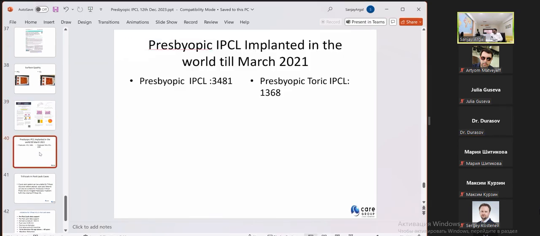And these are numbers from 2 years back: worldwide, how many presbyopic IPCL and presbyopic toric IPCL have been implanted.